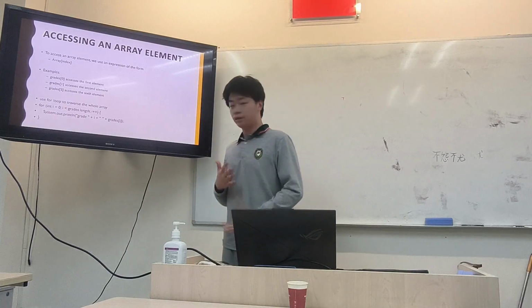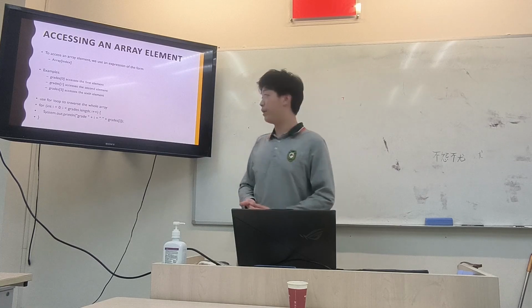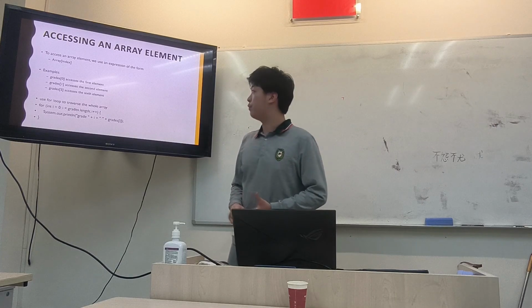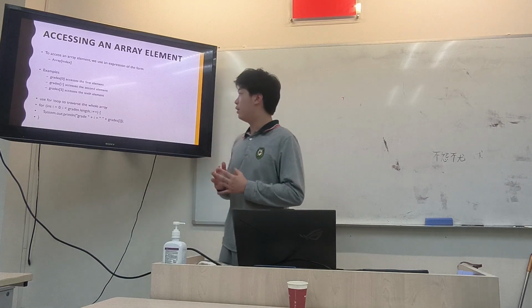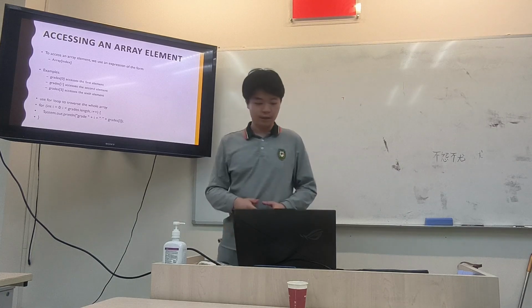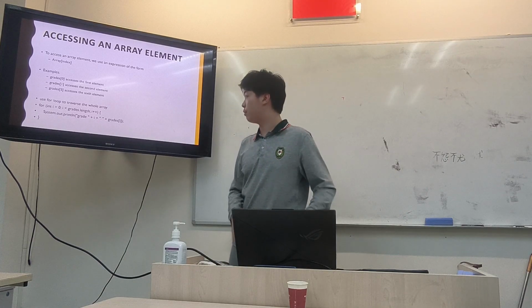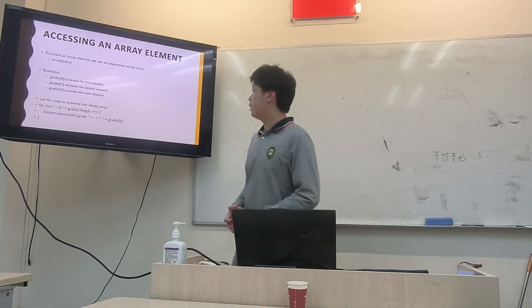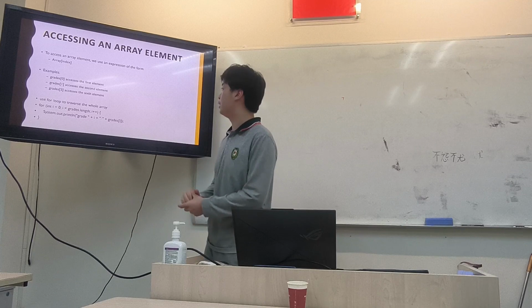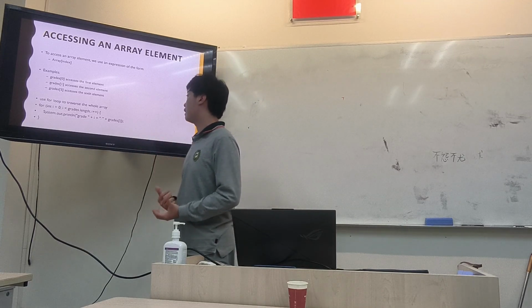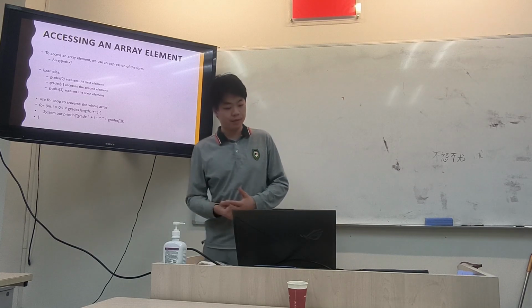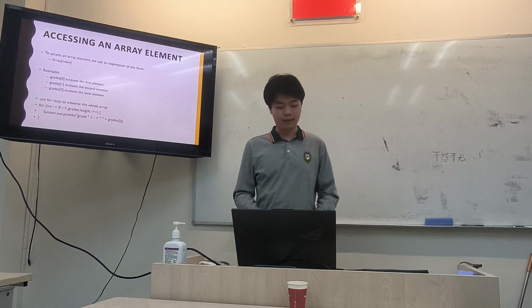Next we'll talk about how to access an array element. We can use the expression of the form array, then square braces, then inside these square braces you put the index of the array. Here is an example. For example, grades[0] accesses the first element, and grades[1] accesses the second element. So grades[5] accesses the sixth element.